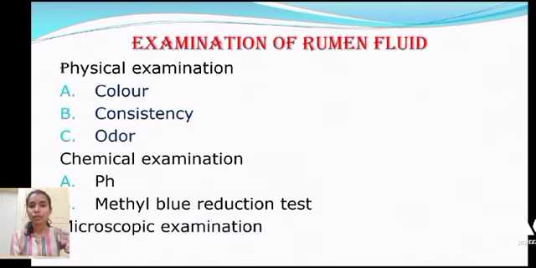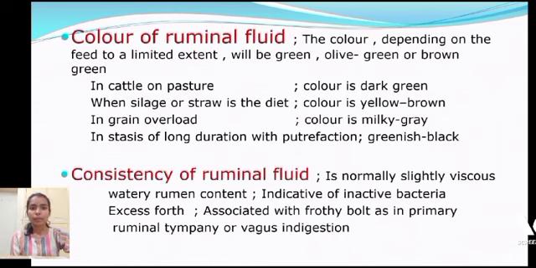Examination of rumen fluid. There are three types of examination of rumen fluid: physical, chemical and microscopic examination. Under physical examination, color, consistency and odor. Under chemical examination, pH and methylene blue reduction test. Under physical examination, color of the rumen fluid.